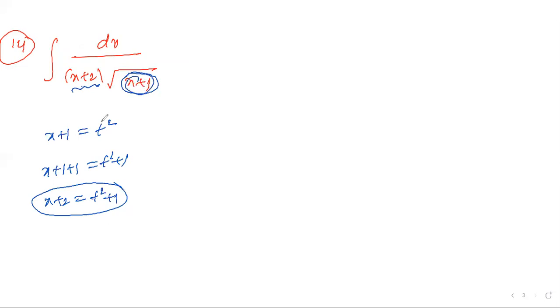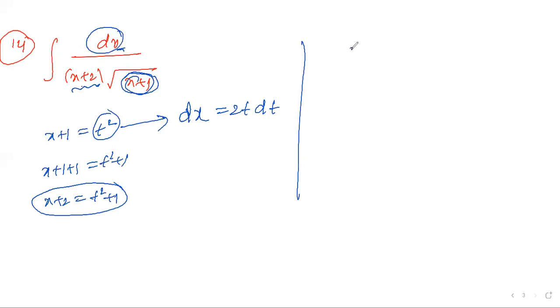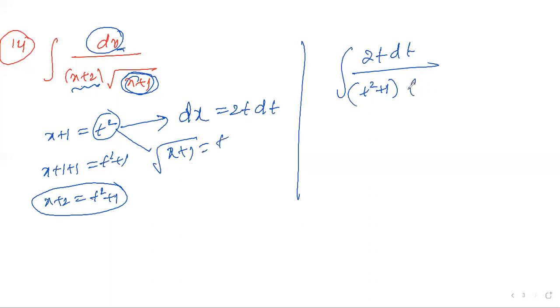So root of x plus 1, you can write t square. Then dx is required, that is what I have to derive. d by dx of x is 1, so dx is equal to 2t dt. Am I clear? Now instead of dx you write 2t dt, integration 2t dt. Then instead of x plus 2 I wrote t square plus 1. Then instead of root of x plus 1, you can write nothing but t. So t is there till this, no doubt.